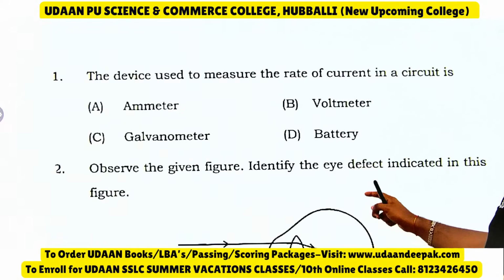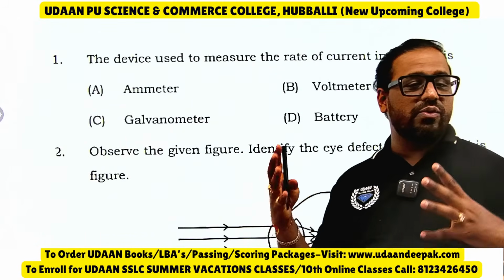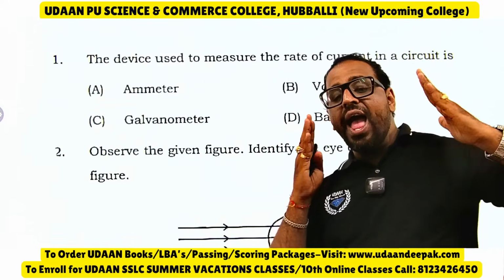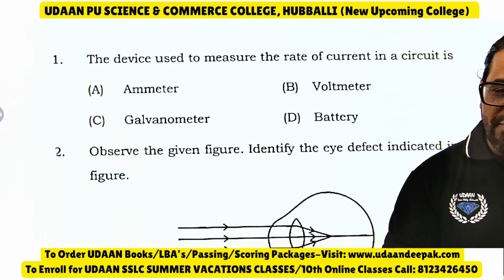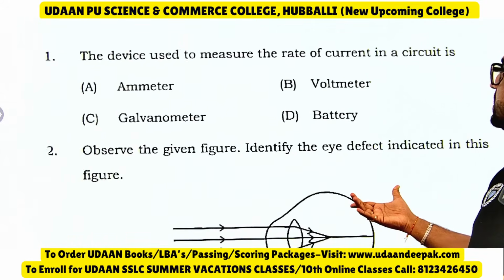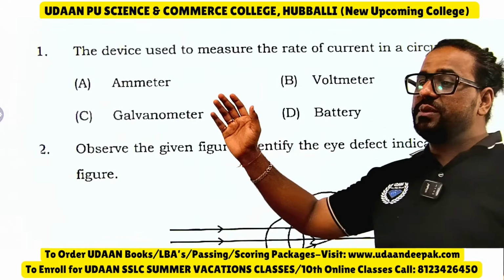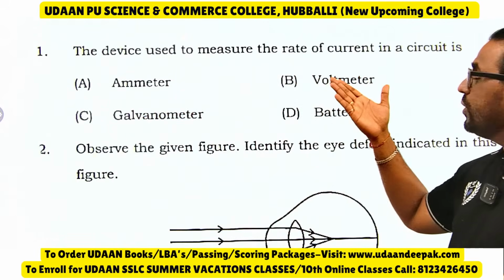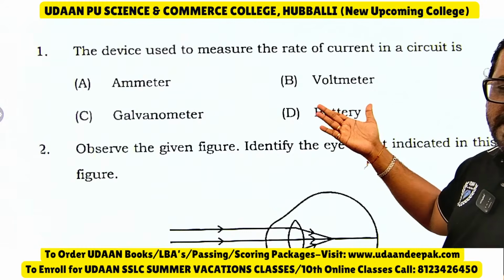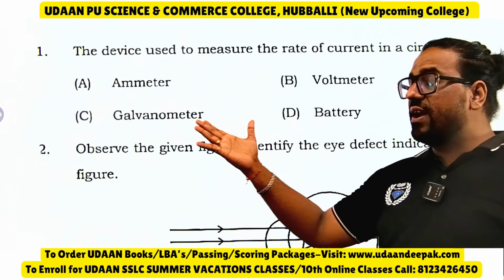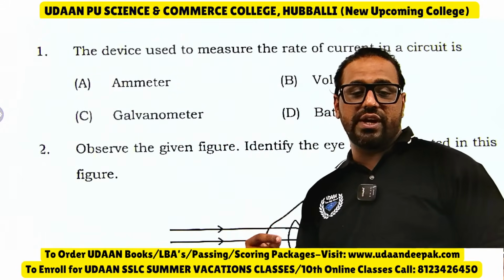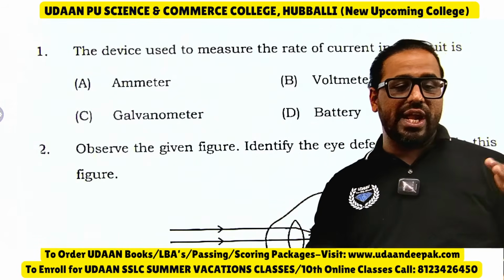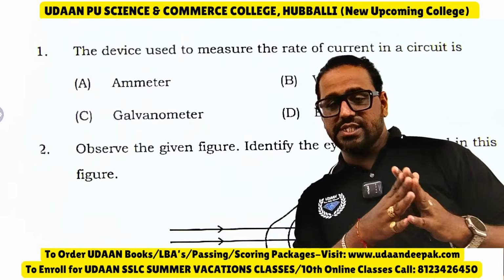The device which is used to measure electric current. Everyone knows: the device which is used to measure the electric current is which one? It is the ammeter. The ammeter is a device used to measure the rate of current. Similarly, a voltmeter is a device used to measure the voltage. A galvanometer just detects the presence of current. A battery just supplies the voltage. So that is how you should write the answers for these questions.